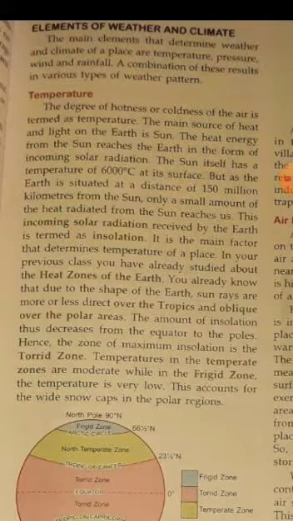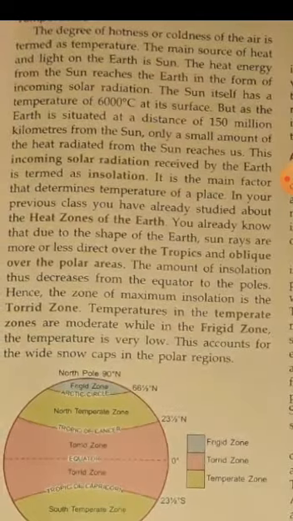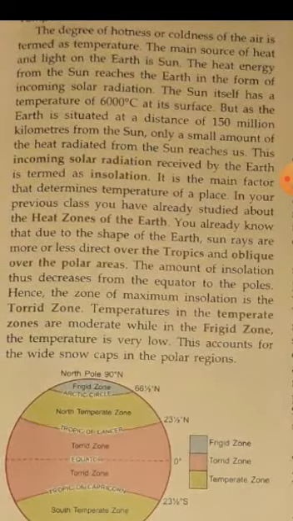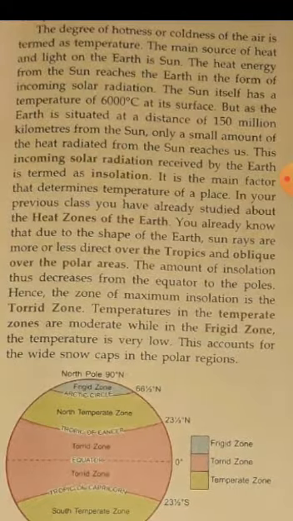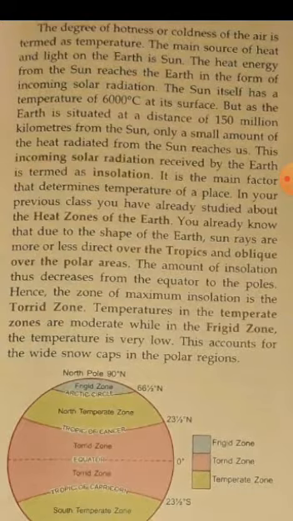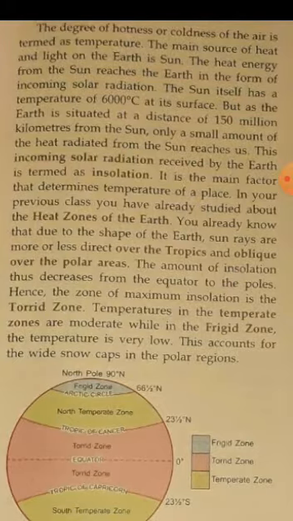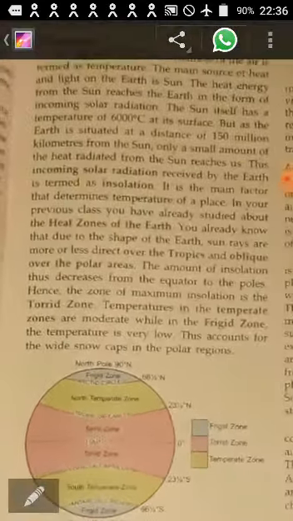This incoming solar radiation received by the Earth is termed as insolation. It is the main factor that determines temperature of a place. In your previous class, you have already studied about the heat zones of the earth. You already know that due to the shape of the earth, sun rays are more or less direct over the tropics and oblique over the polar areas. The amount of insolation thus decreases from the equator to the poles.